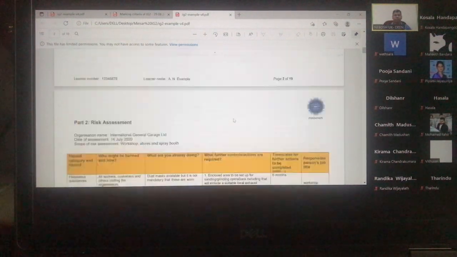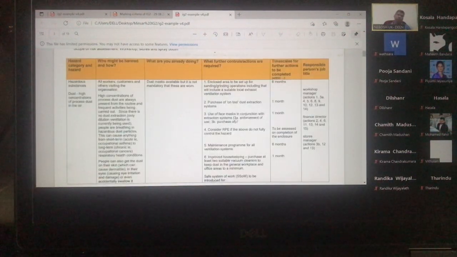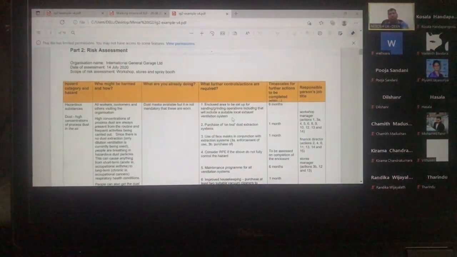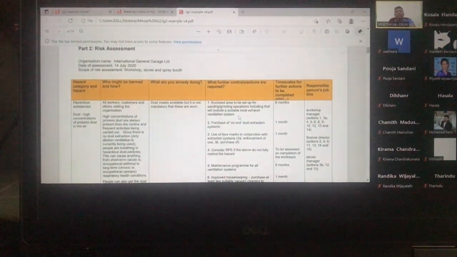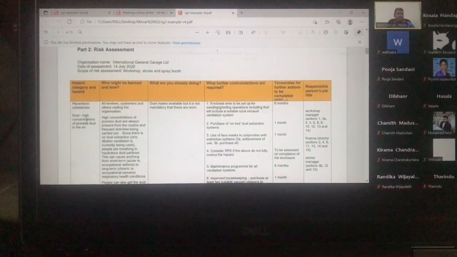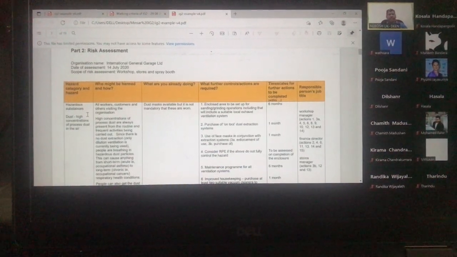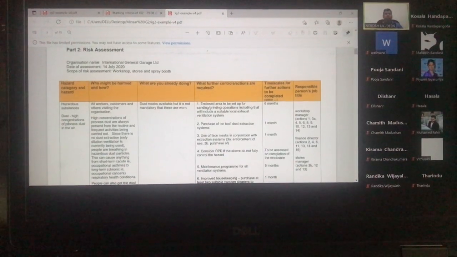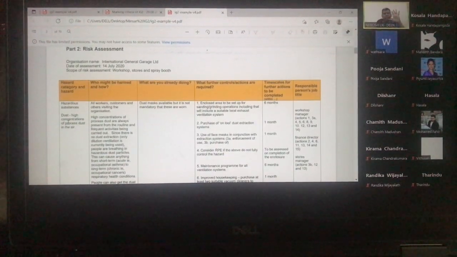So if you don't have any questions so far, we go to part 2, which is very simple. Part 2, right? Part 2 is nothing but just to complete the risk assessment column. Risk assessment column. So you say hazard category first and then hazard. See, hazard categories: hazardous substances, hazardous dust. Now you have to write 5 hazard categories minimum and you have to write 10 hazards minimum.